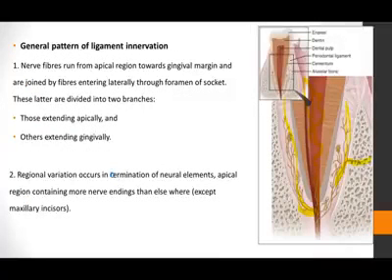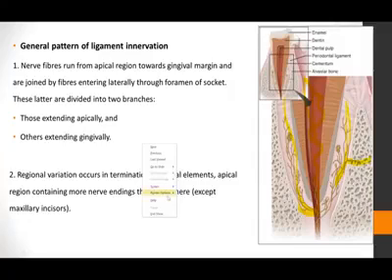There are generally three patterns that the innervation of the periodontal ligament follows. The nerve fibers run from the apical direction towards the gingival margin, and they are joined by the laterally entering nerves through the foramen of the socket. These laterally entering nerves, as I just said, could follow two directions. They could branch into fibers that extend apically, or they could give branches that extend gingivally, जैसे कि मैंने अभी बताया.